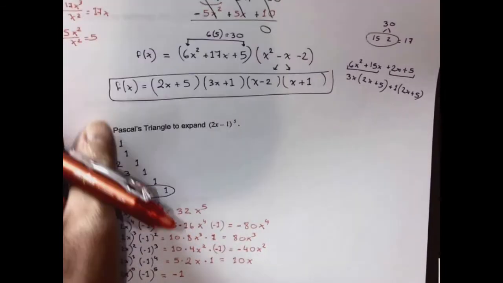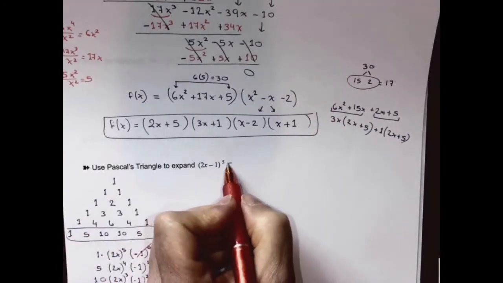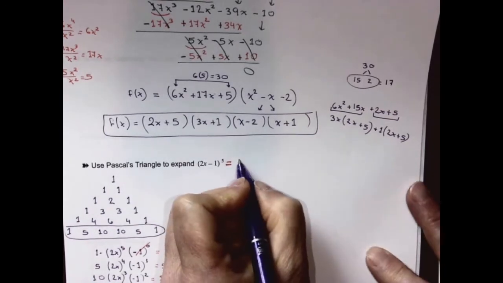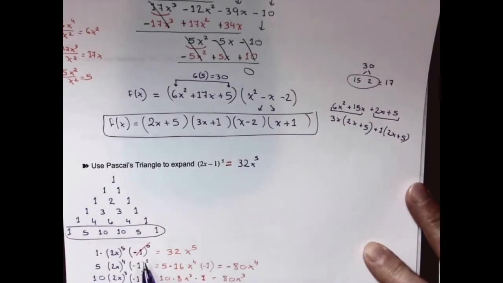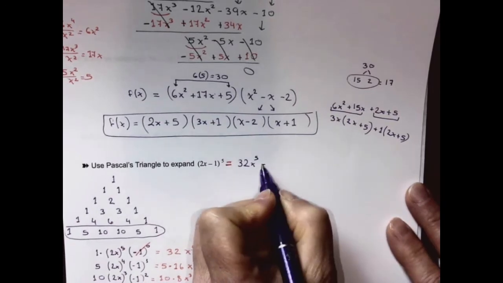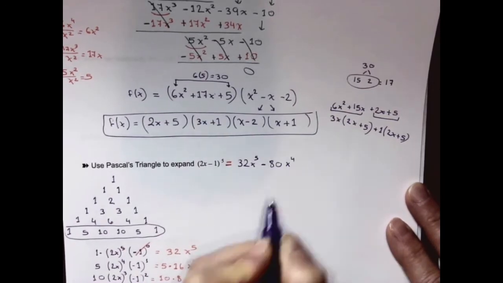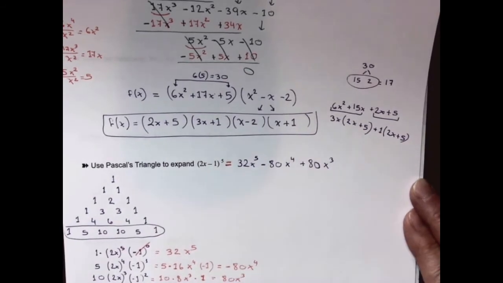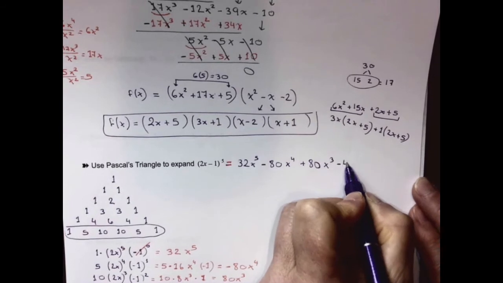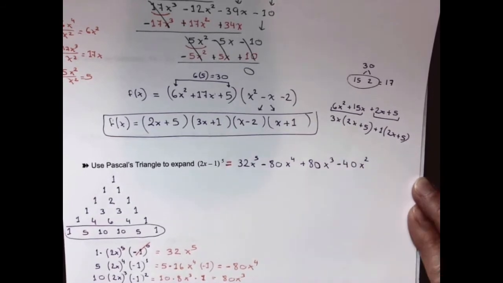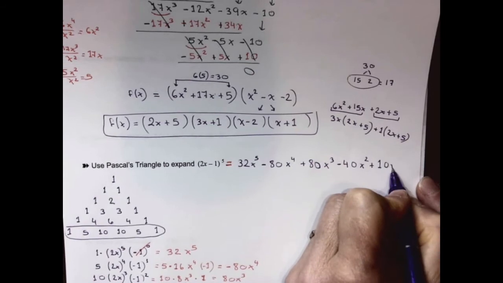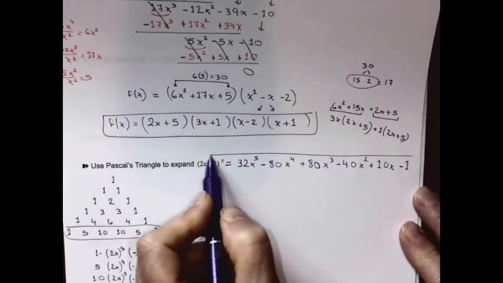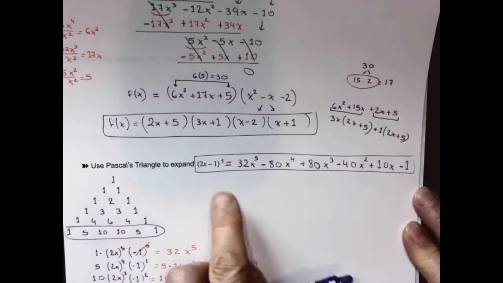So now we need to say what that is, right? So let's expand that. Let's put an equal sign here, and let's just write all our numbers down. So what would that be equal to? 32x to the 5th minus 80x to the 4th plus 80x cubed minus 40x squared plus 10x, and finally minus 1. So that will be this expanded.